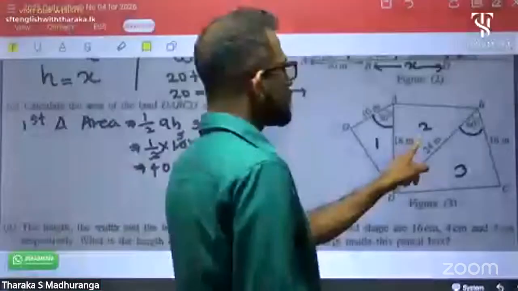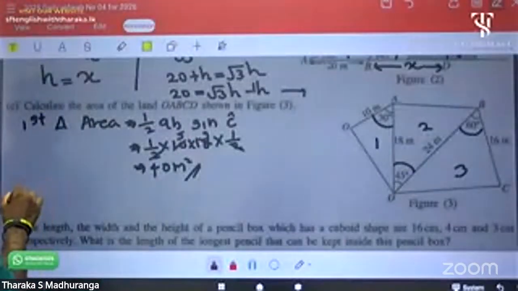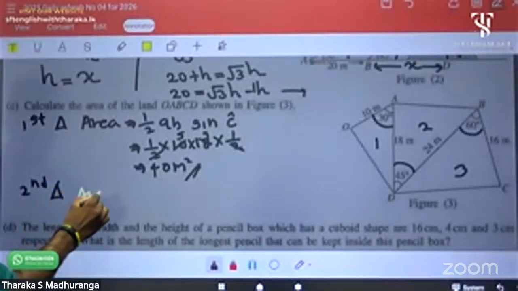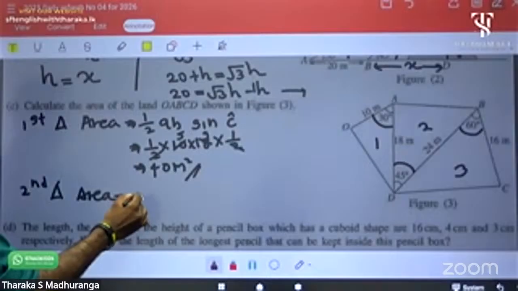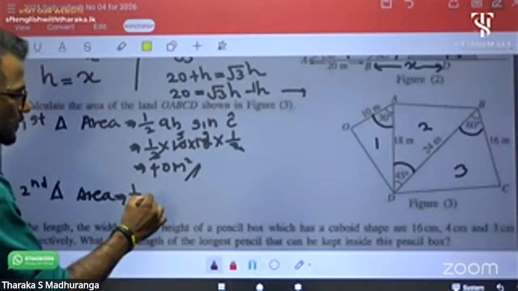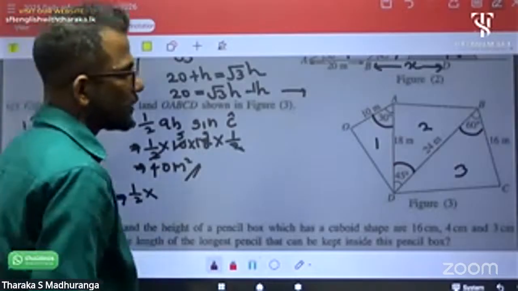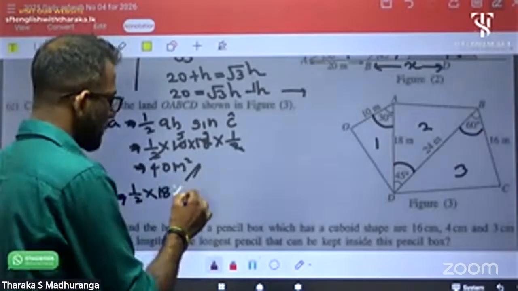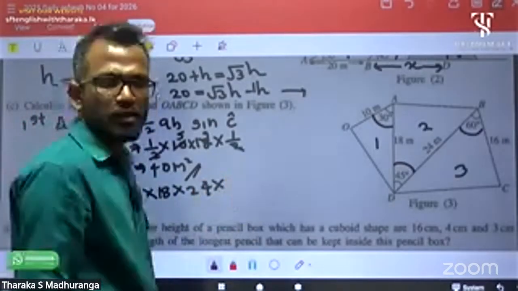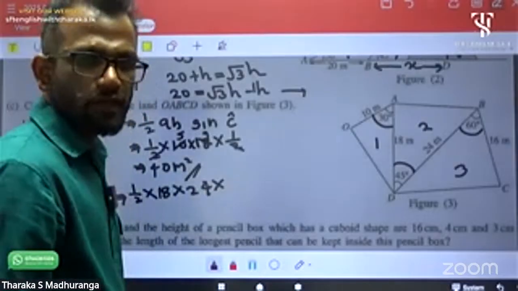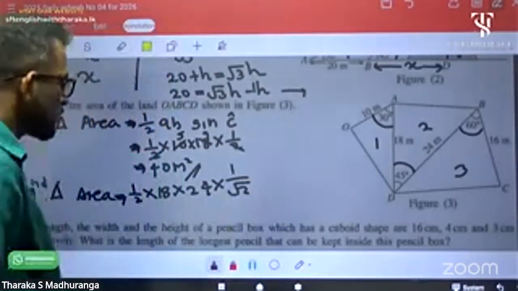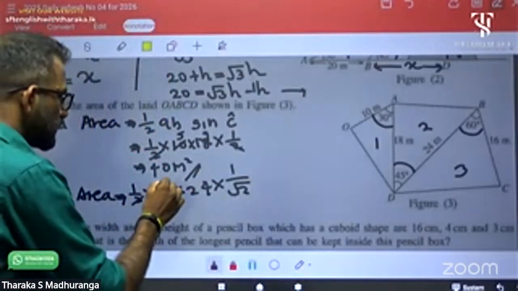Okay, second triangle area. Again, no need to write down the equation. Directly you can substitute half AB sin C. 18 into 24, sin 45. What's the sin 45 value? 1 over root 2, no? 2 cancelled up to 9.